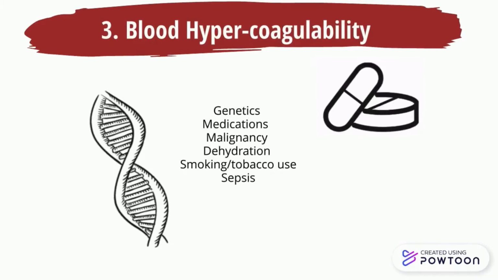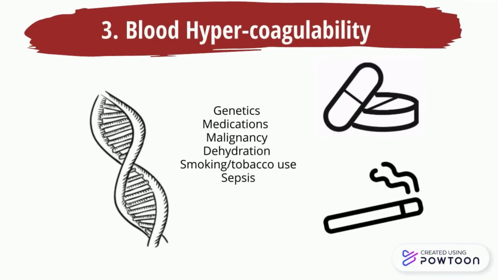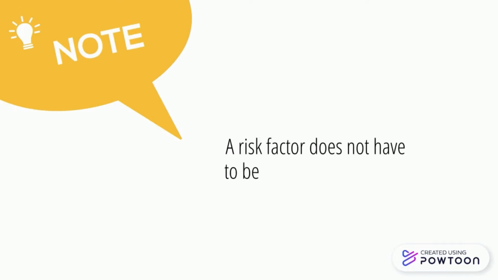First, you could be genetically at risk for developing a DVT with the presence of factor V Leiden, a clotting factor. There are also medications that can alter or increase your body's clotting ability, such as oral contraceptives or hormone replacement therapy. Malignancies such as cancer can affect your body's normal clotting, and dehydration, smoking, and sepsis can also increase your risk as well. An important note to remember is that a DVT can be unprovoked, and a risk factor does not have to be present for someone to develop a DVT.